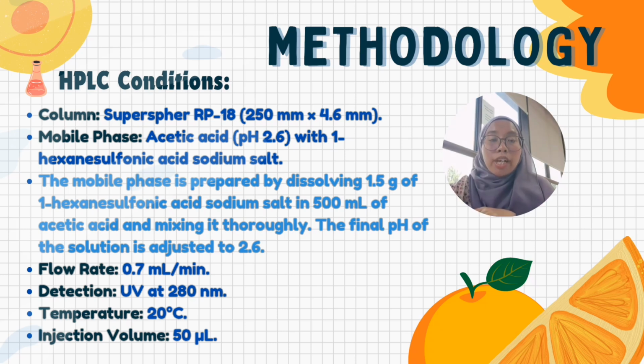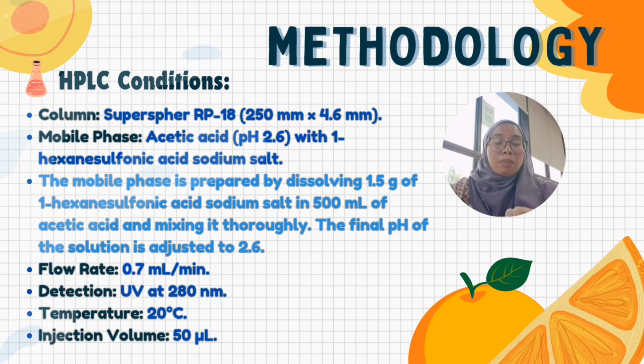Okay, for the HPLC column and setup, we use a Supersphere RP18 column for the separation process and maintain the column at a constant temperature of 20 degrees Celsius to ensure the stability of the ascorbic acid.